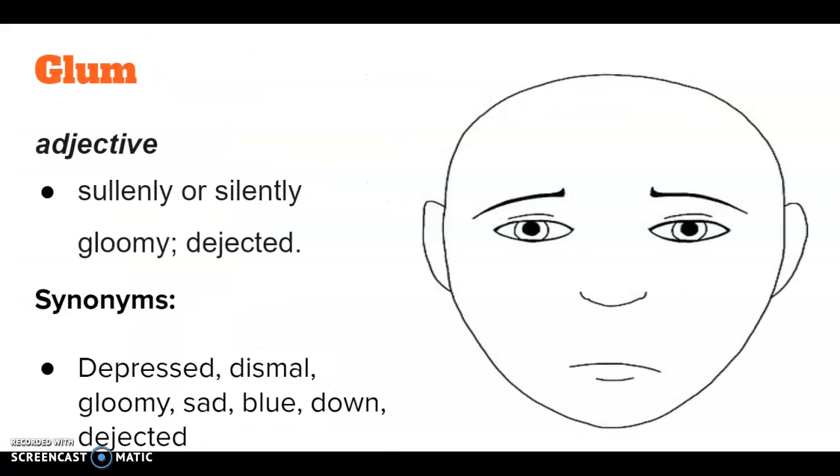The next word this week is glum. Glum. And this is an adjective, so it's a descriptive word, and it means sullenly or silently gloomy or dejected. So think about the word gloomy. Glum and gloomy sound very similar, and they're kind of synonymous. So if you look at this picture here, he's not incredibly angry, but he's just kind of glum. He's down. He's depressed. Some synonyms would be depressed, dismal, gloomy, sad, blue, down, or dejected.